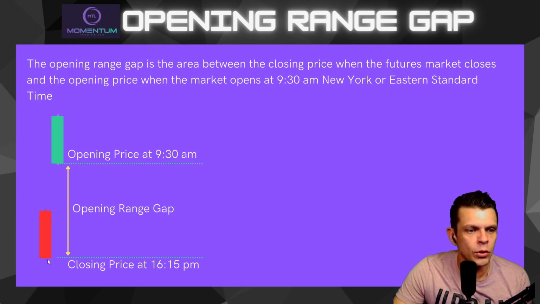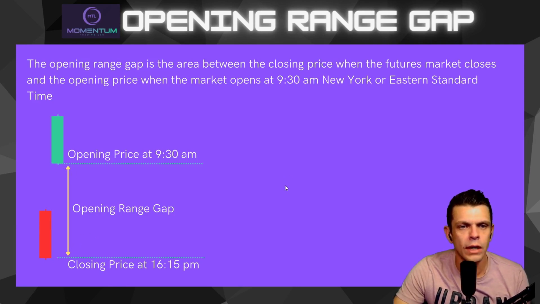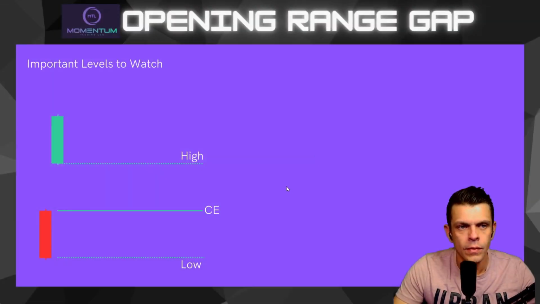So the area between the close of this candle and the open of this candle is known as the opening range gap. The important levels that I watch for the opening range gap are the high of the gap, the low of the gap, and the consequent encroachment of the gap, which is the midpoint from the close to the open.